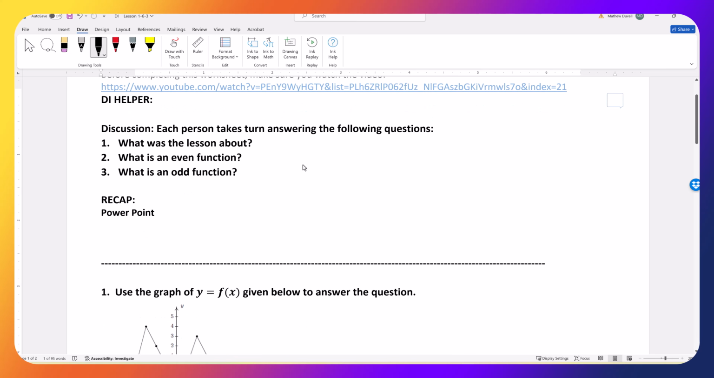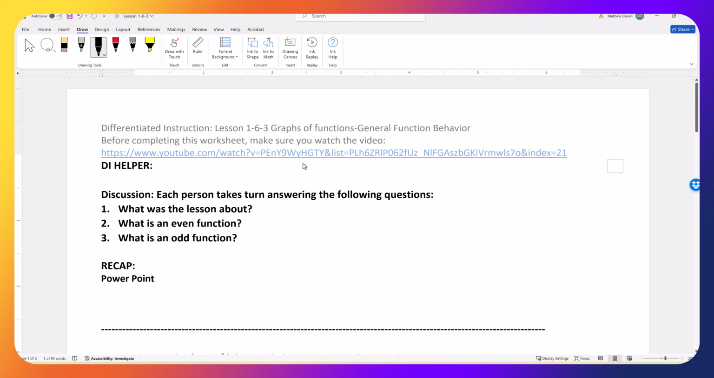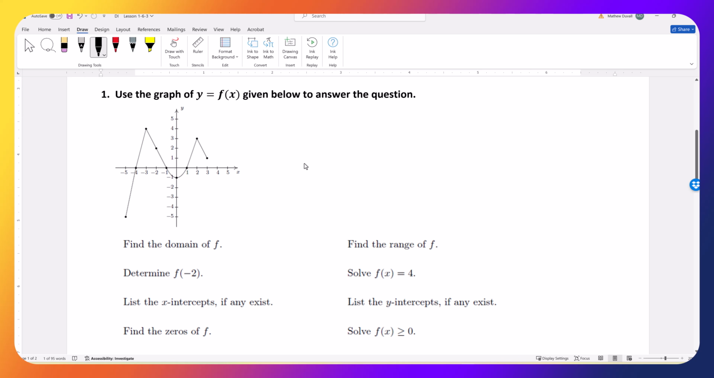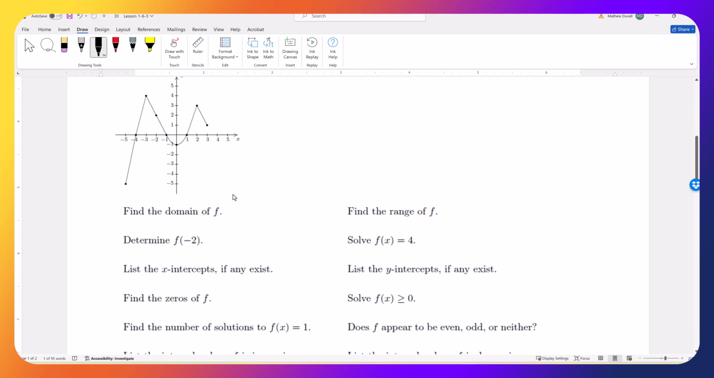All right, so let's go over some of these problems in 1-6-3. It says use the graph of y equals f of x given below to answer the questions. So it says find the domain of f. Remember, domain is as if you take your graph and you project it, and you get it flat along the line. And then you look at where it stops and where it ends. And so it starts at -5 and it ends at 3.